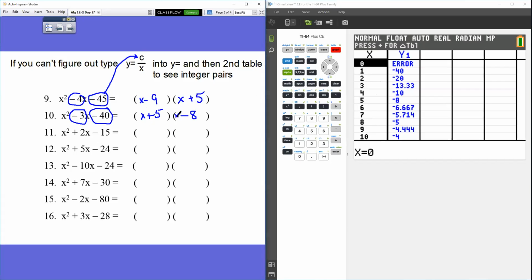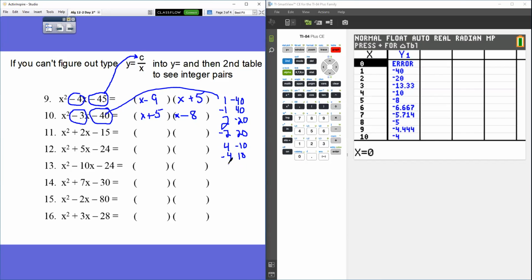Now, another way that you could do this, if you're good at your times tables in your head: what times what is negative 40? You could always make your own list. You could start with 1 and negative 40, but you could also have negative 1 and positive 40. You could have 2 and negative 20, or negative 2 and positive 20. 3 doesn't go into 40 evenly, but 4 does. So we would have 4 and negative 10, or negative 4 and positive 10.